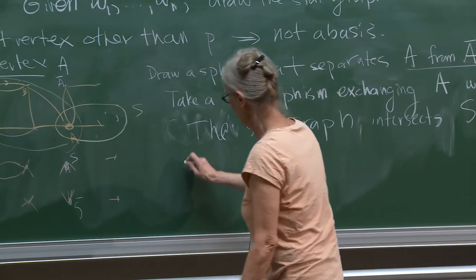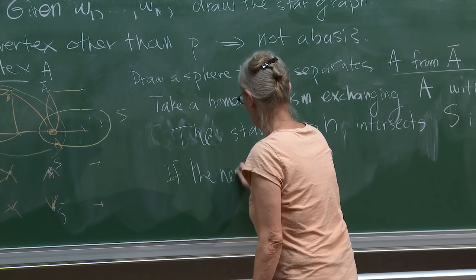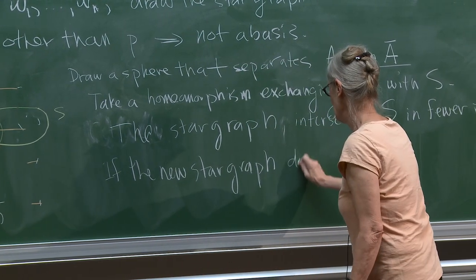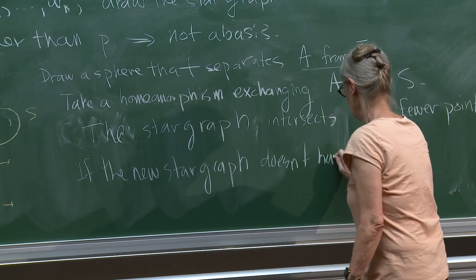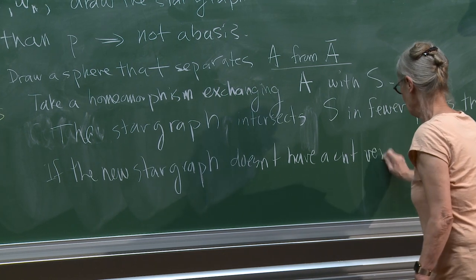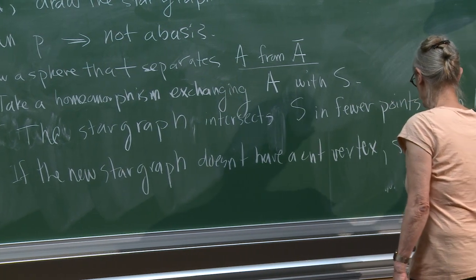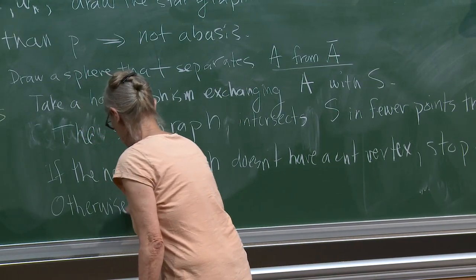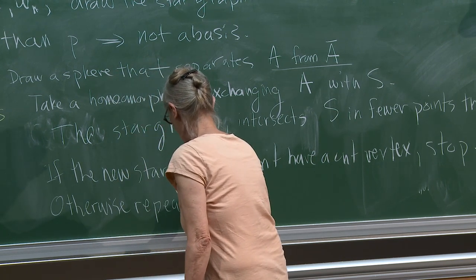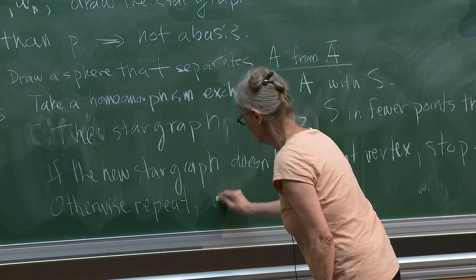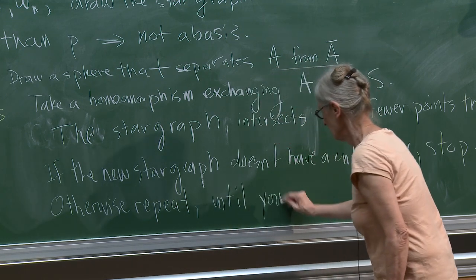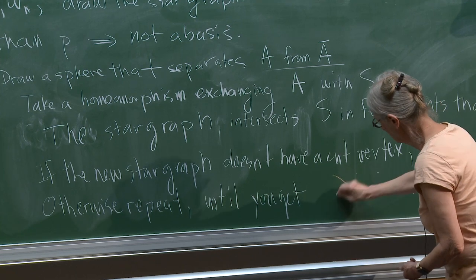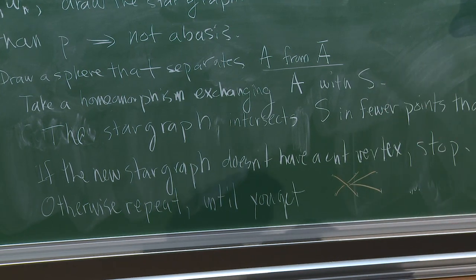So if the new star graph doesn't have a cut vertex, then stop. Otherwise, repeat. Until you get this guy. And then you know you had a basis.